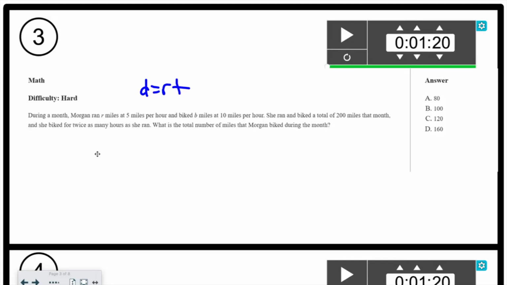So for running, I had R equals 5T. And we're going to say T is the amount of time that she ran for. So then for biking, B is 10, but she biked for twice as many hours as she ran. So then the T there is really 2T. So the time that she biked is double the amount of time that she ran. So rather than introduce a whole new variable, I just called this one 2T.